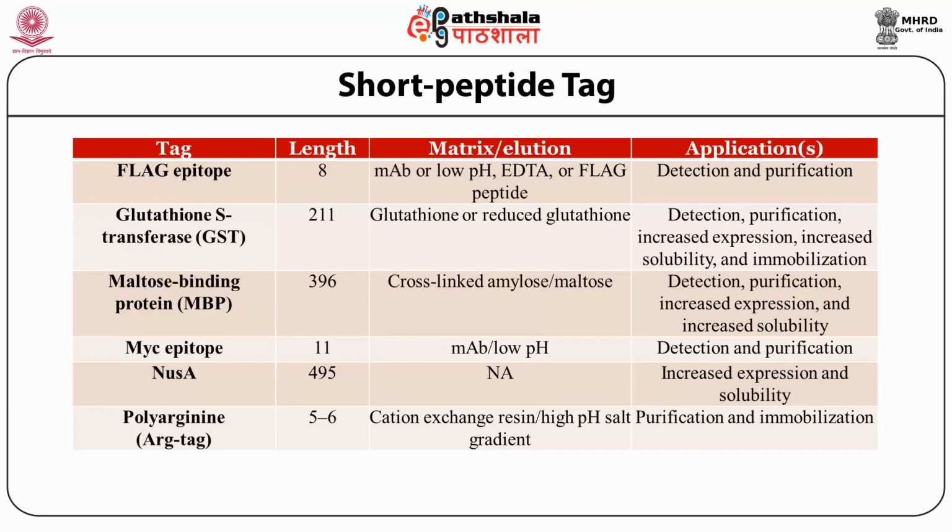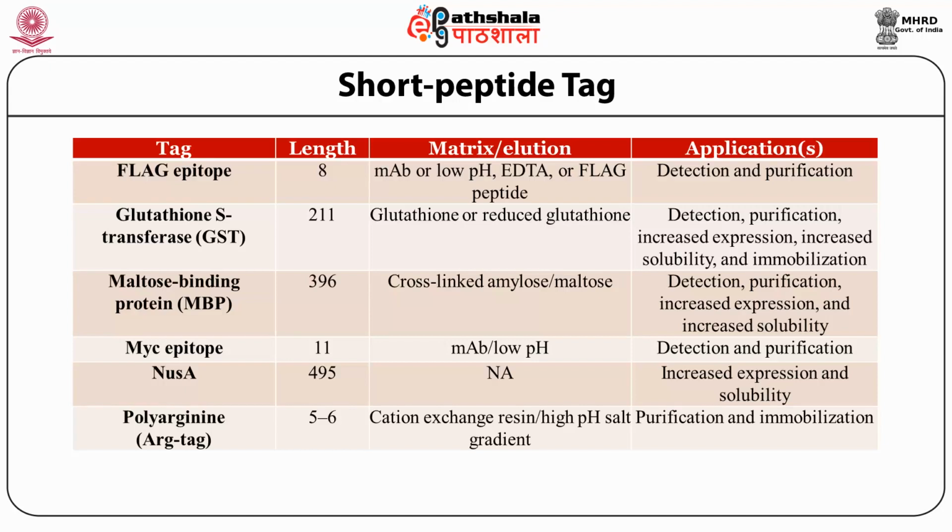immobilization of protein. The next is maltose binding protein. It's a very large tag, and the matrix is cross-linked amylose. It is used for detection, purification and increased expression of the protein. Another one is a MYC tag. It's another tag which is a small peptide, 11 amino acids only, and the matrix is made up of monoclonal antibody, and it is eluted in presence of low pH buffer. It's used for detection and purification.